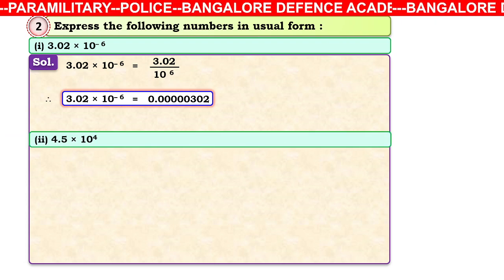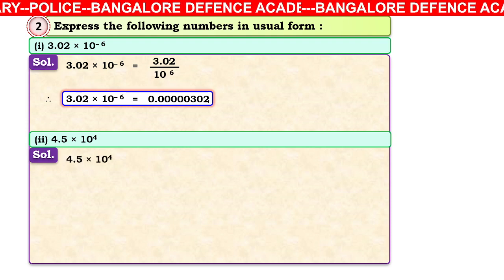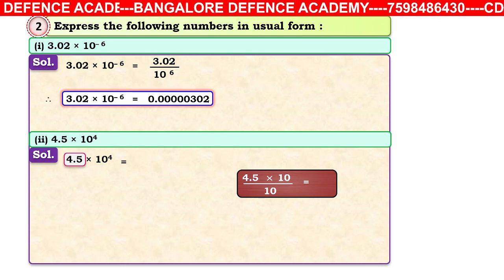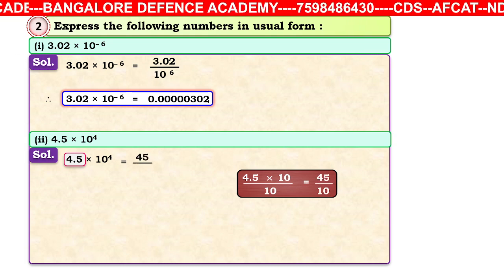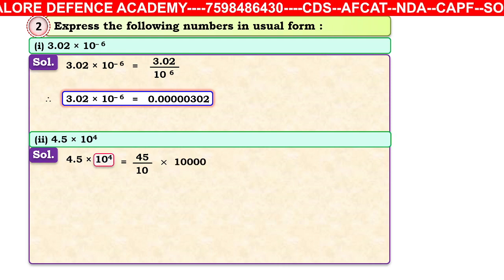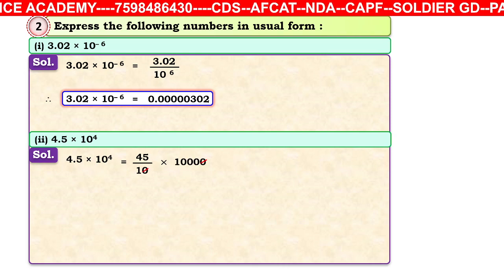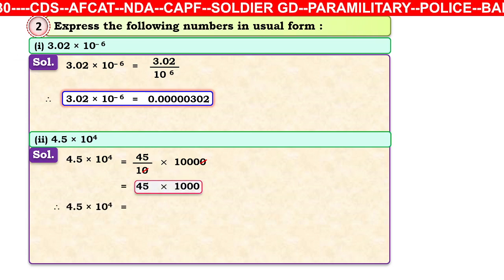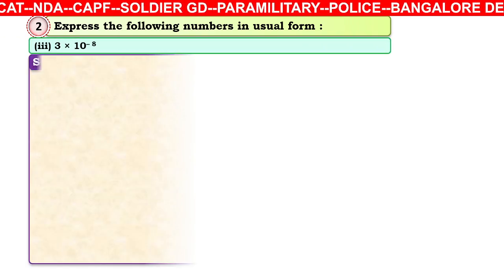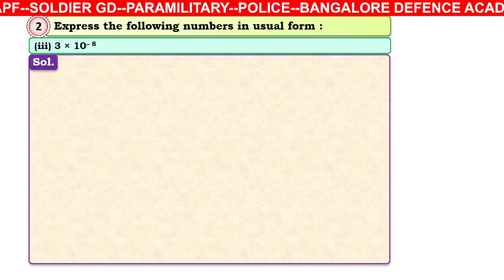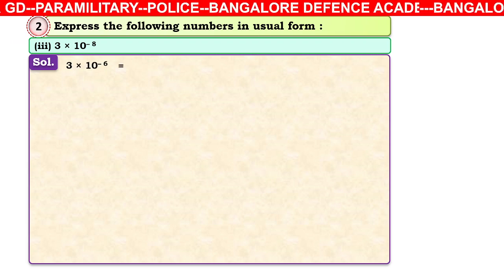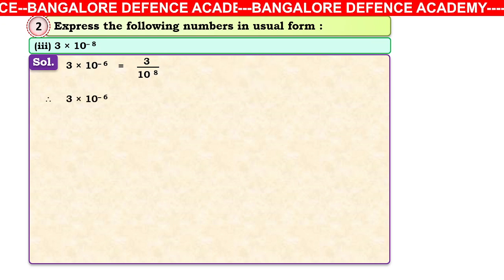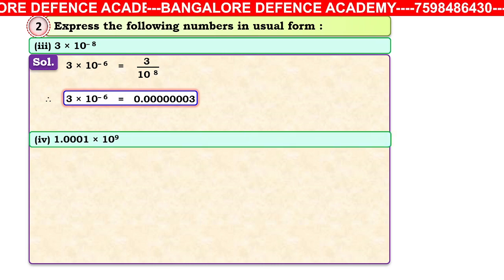Now next, 4.5 into 10 to the power of 4. So now here what happens? You have to put that many number of zeros after 45. So 4.5 can be written as 45 by 10, and this is 10 to the power of 4. That means 4 zeros come here, 1 zero and 1 zero get cancelled. So now 45 into 1000 gives me 45,000. So the answer is 45,000. Okay, next, 3 into 10 to the power of minus 8. So if I write it in a positive way, this becomes 10 to the power of 8, and that many zeros after the point, that many zeros I'm going to add, and 3 will be included.